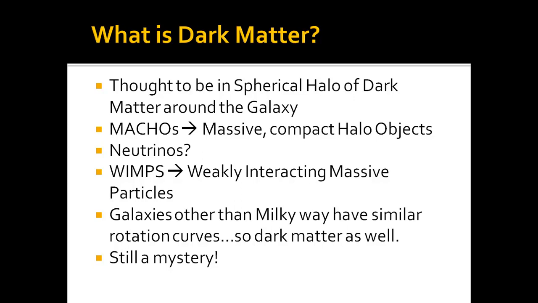Or maybe there's a new class of subatomic particles, okay, called weakly interacting massive particles, or WIMPs. Okay, their existence is suggested by theories, but they're not really confirmed yet experimentally. Okay, other galaxies have similar rotation curves as our galaxy does, indicating that maybe these dark matter halos do exist. So maybe there are some new types of particles like these WIMPs out there, accounting for this extra matter.